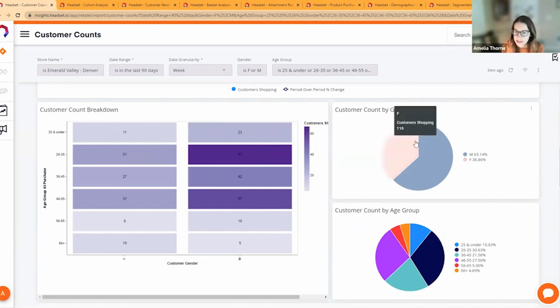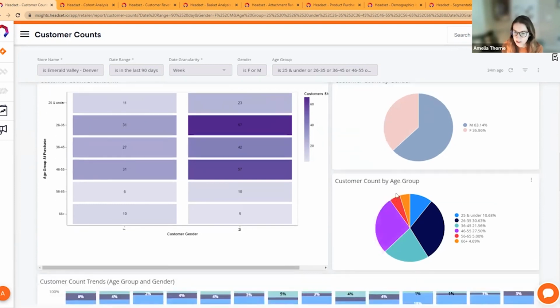All right, and then you can see that broken out by pie charts too. So customer count by age group is probably the only other one I would point out: what is the biggest slice of the pie? It's likely millennials shopping, but also a good chunk of 46 to 55 here.